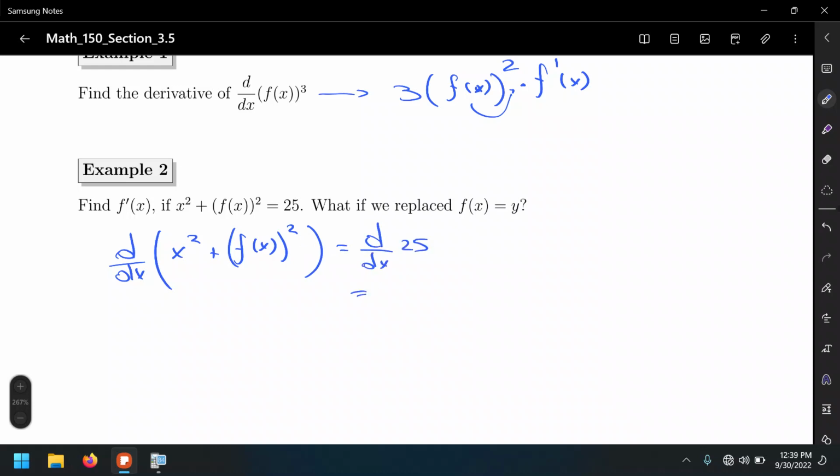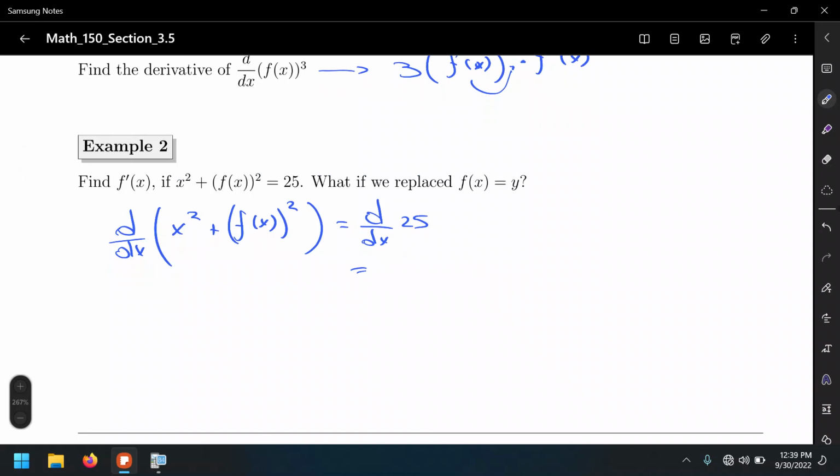Okay, let's do the easiest side. What's the derivative of 25? 0. Good. Okay, let's differentiate x squared. What's the derivative of x squared? 2x. All right, what's the derivative of f of x to the second power? So first of all, 2 times f of x to the first power. And what else do we need to do to complete this chain rule? Times f prime of x. All right. Yes, I forgot the x. Thank you. So that's 0.